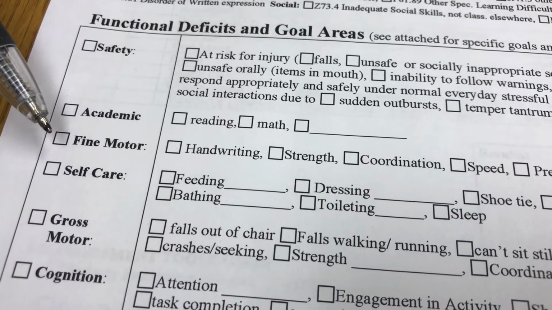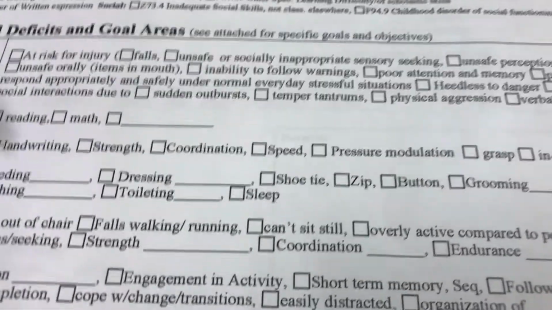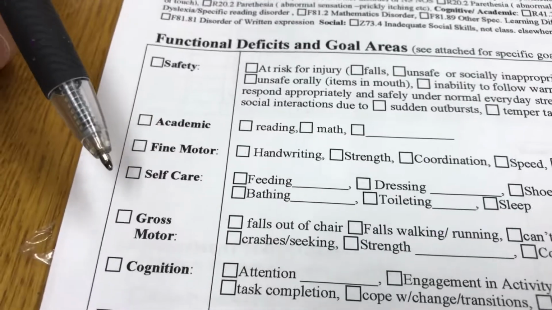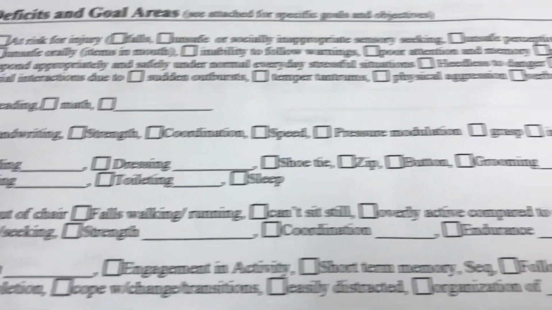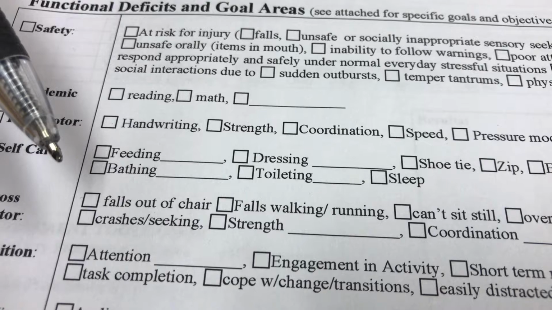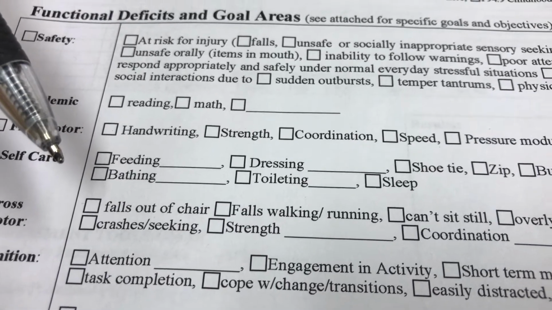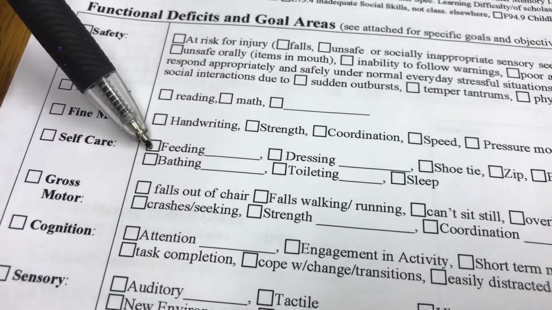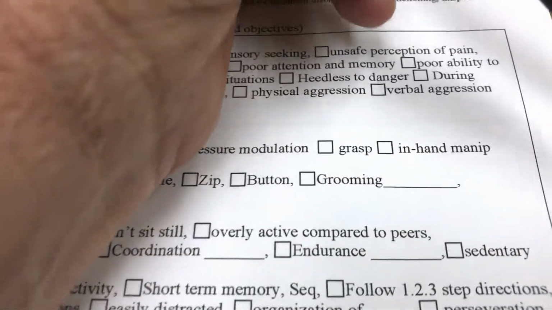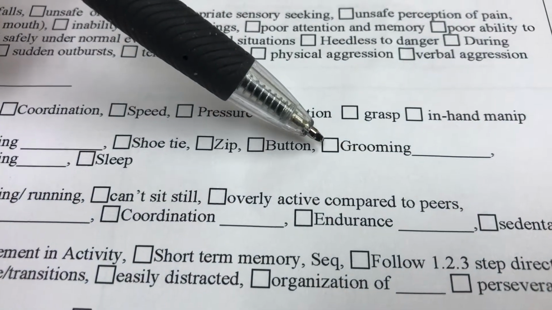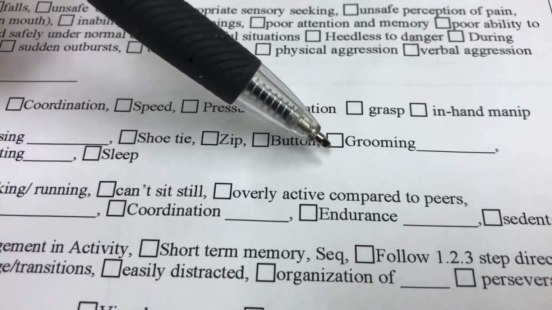And then fine motor, if the issues are around handwriting, if it's strength, coordination, speed, pressure modulation, grasp, or in-hand manipulation problems. Self-care, I just have the general categories here, but I'll usually note what the problem is, like if they need a certain amount of assist, or if they need reminders, or whatever the issue is. And most commonly what gets written in here is feeding, like being really picky, and then grooming is a real common one, that they're oversensitive to hair, nails, and teeth care.